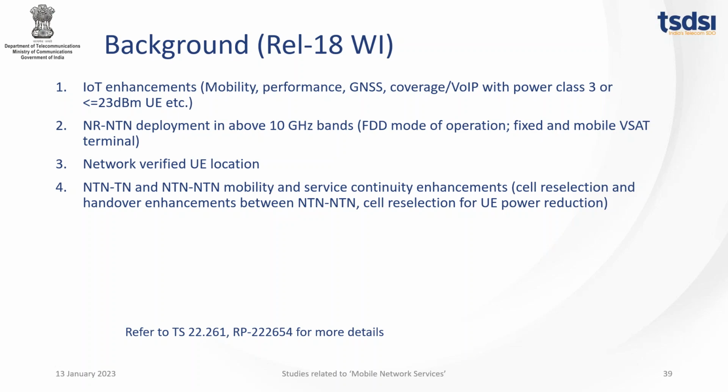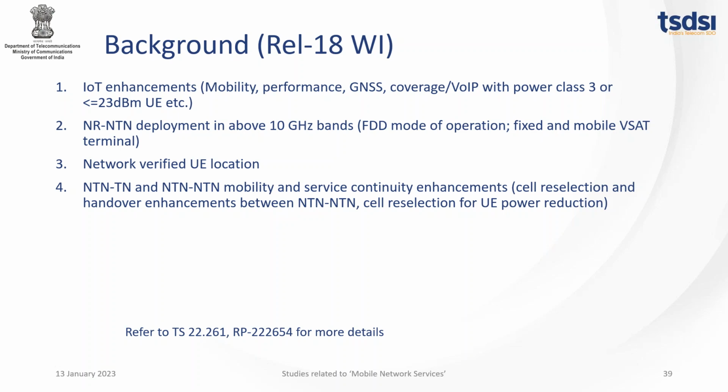In Release 19, the effort is basically to see if we can have devices without even having the GNSS built into them. The effort in Release 18 has been to provide better coverage. This is basically assuming that the terrestrial network is not there. How do I connect? Maybe I can connect over NTN and provide basic voice over IP capability. This was done for class 3 devices, which is basically 23 dBm UE devices. That was the effort which happened in RAN, and that's still ongoing at the RAN level in Release 18.